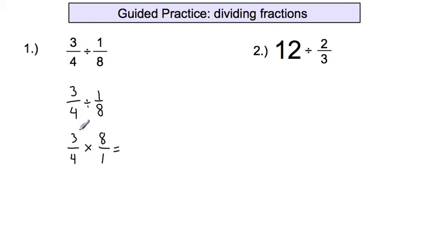And at this point, it's 3 times 8 equals 24. 4 times 1 equals 4. And then this one should be a mental math problem. 24 divided by 4 equals 6.